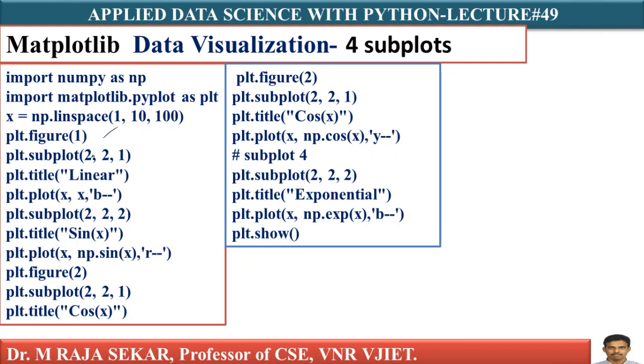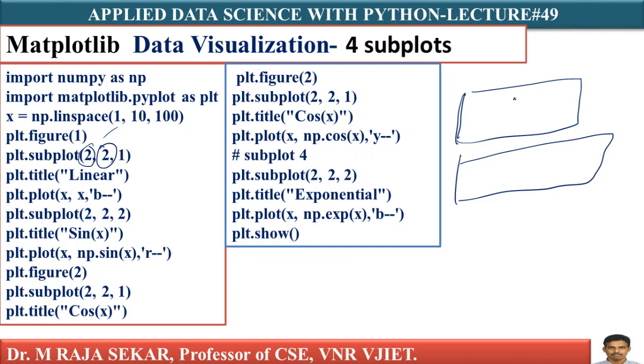plt.figure(1, 2 rows, 2 columns). What does it mean? 2 rows means this is the first row, this is the second row, isn't it? How many columns? 2 columns. This is row 1, row 2. This is column 1, column 2. So 2 rows, 2 columns, figure 1. Where is figure 1? This is figure 1.